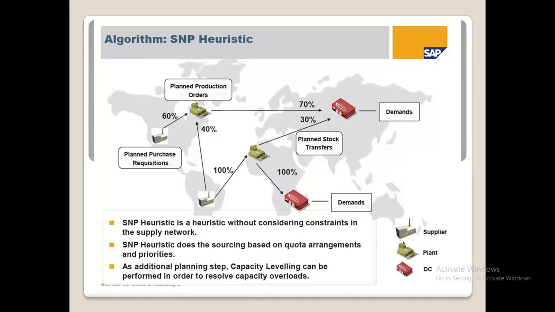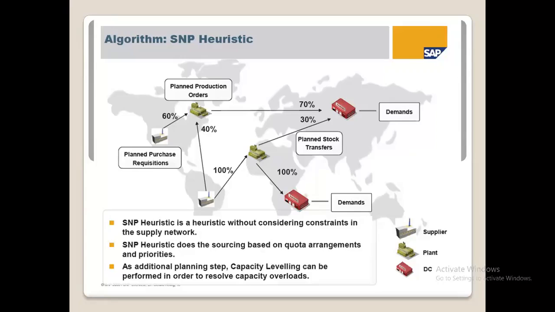If they have more demand, they are going to increase the runtime of the machine, and due to this it tends to infinite planning. This statement means that SNP heuristic is a heuristic without considering the constraints in the supply network. It will not bother about the capacity or the constraints. Whatever quantity they get, that much quantity is going to be produced without considering the capacity of the resource. Due to that, we can term the heuristic engine as infinite planning.